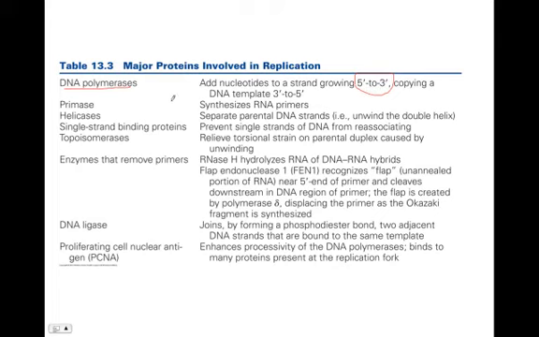A primase, which again synthesizes an RNA primer, helicase, which separates the parental strands or unwinds the double helix, single-stranded binding proteins, and these prevent the single strands of DNA from reannealing before the new strand of DNA can be synthesized, topoisomerases, and these topoisomerases relieve strain in the double helix as it's unwinding. There are some generalized enzymes that are responsible or able to remove primers.